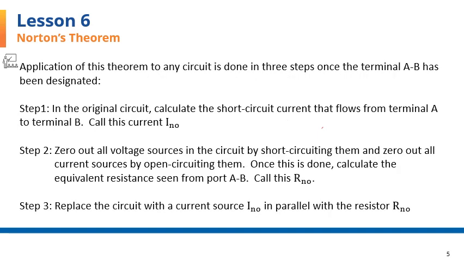There are three steps involved in finding the Norton equivalent of any circuit. In the first step, we will short out terminal A to terminal B and calculate the short circuit current that flows from A to B. We'll call this current I sub NO. In the second step, we'll zero out independent sources in the circuit and calculate the equivalent resistance seen from the terminal AB. We'll call this resistance R sub NO. In the last step, a resistance of size RNO is placed in parallel with a current source of size INO to form the Norton equivalent circuit.